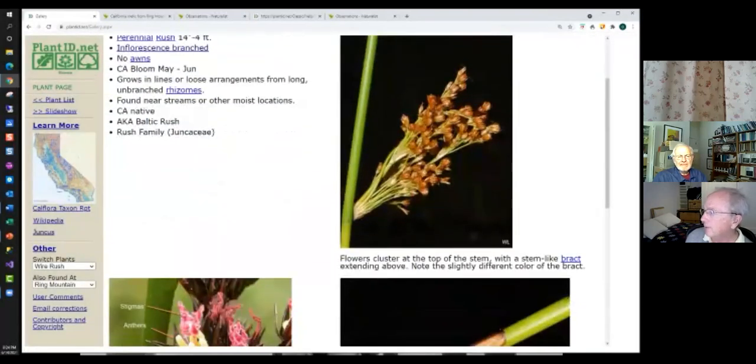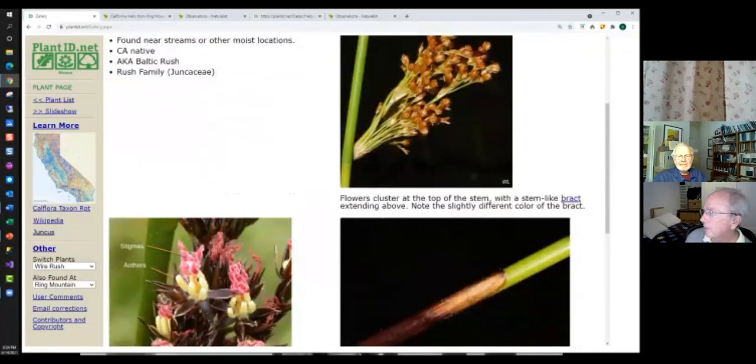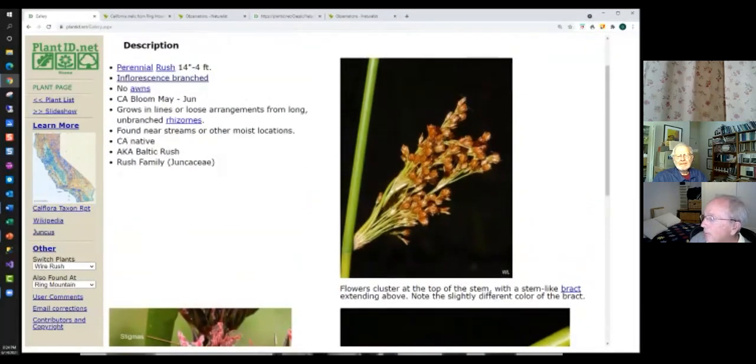Flowers cluster at the top of the stem in this wire rush, with a stem-like bract extending above. So here's the top of the stem, the pale green. And then you have these branches going to very tiny 6-part brown flowers. And then we have this green thing that sticks up beyond, which looks a whole lot like a stem, but is actually a bract, an inflorescence bract.